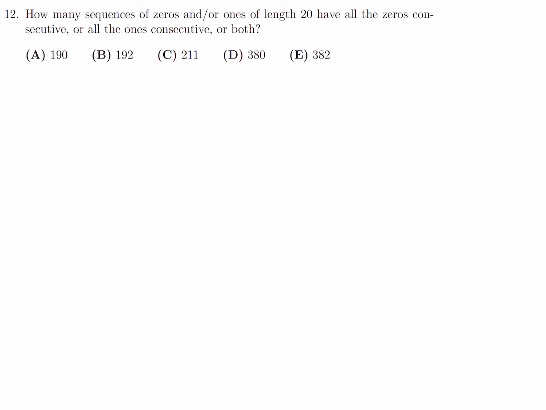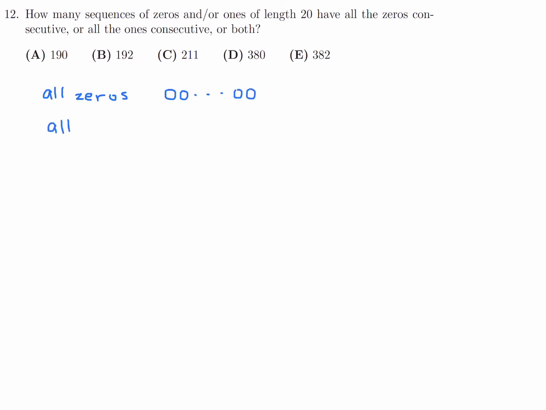How many sequences of zeros and or ones of length 20 have all the zeros consecutive or all the ones consecutive or both? All right, well, I'm going to start with a few cases here. The first is if you have all zeros. So that basically means there's 20 zeros, 20 of them. So there's one case there.